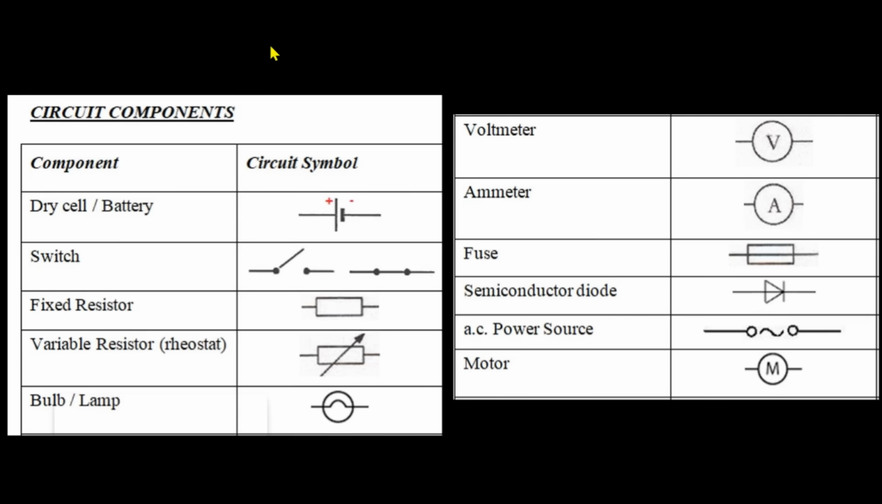Here we can see a few circuit components. There are many more, but these are the ones that you have to know. Here we have a dry cell, a switch, a fixed resistor, a rheostat, a bulb or a lamp, a voltmeter, an ammeter, a fuse, a semiconductor diode, an AC power source, and a motor.